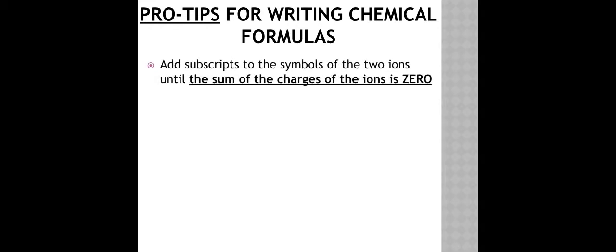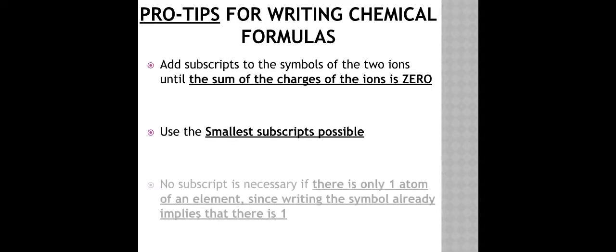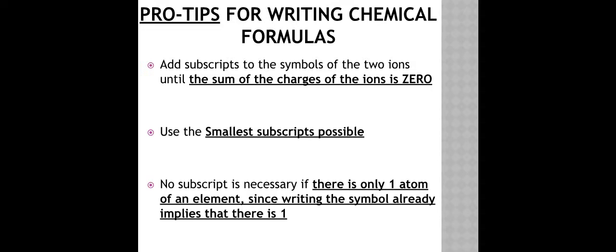So some tips for writing these formulas. Add the subscripts to the symbols of the two ions until the sum of the charges of the ions is 0. We end up using the smallest subscripts possible. So we reduce. And if there's only one atom of that element, you don't have to write a subscript. If it makes you feel more comfortable to write a 1 there, you can. But note that I'm not going to write the 1s. You're going to have to know that it means that there's 1 if there's no number written there.